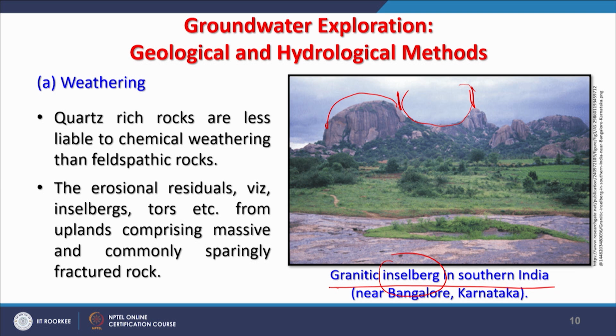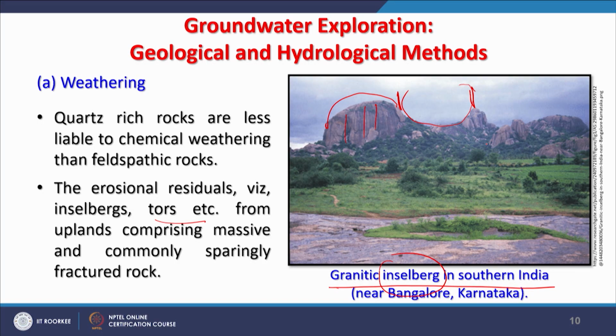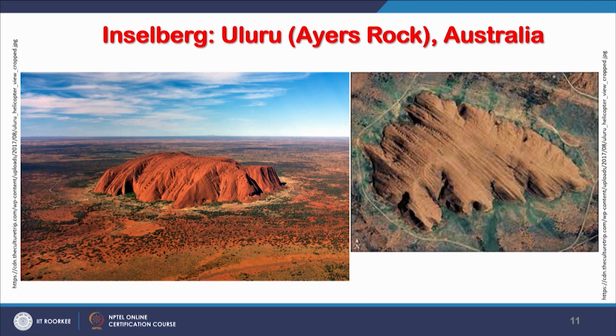And erosional residuals, like Inselbergs and Tors, form the upland comprising massive and commonly spiraling fracture rocks. These are highly fractured rocks. You can also see some vertical fractures and other fractures very clearly. The study of these fractures is important, as it gives an idea about the occurrence and yield of groundwater, and also indicates the recharge conditions.